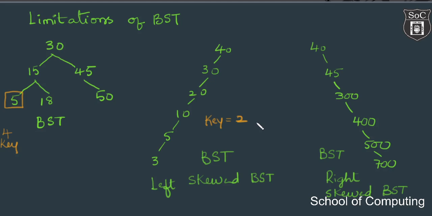I will compare 2 and 30, does not match, and I will compare 2 and 20, then 2 and 10, 2 and 5, 2 and 3, and finally when 2 and 3 are compared, I come to know that 2 is less than 3, does not match, so I should search on the left hand side of 3, but that is the end of the tree. I don't have any more left children to the 3, so I finally conclude that 2 does not exist. So this particular key does not exist in the tree.